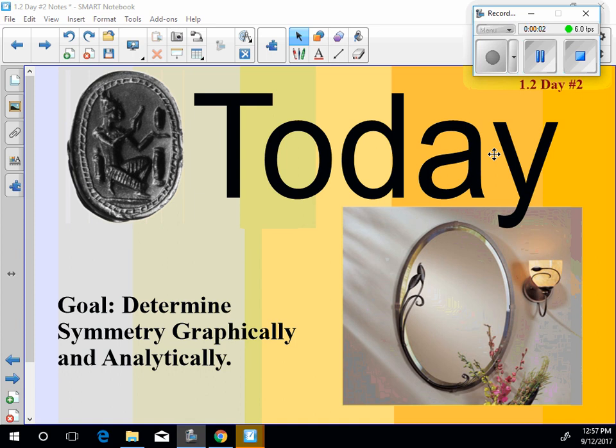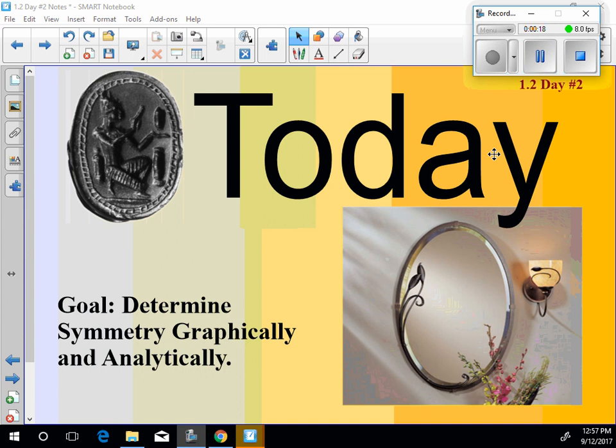Good afternoon. It is section 1.2, day number 2: symmetry, graphically and analytically. Let's go. I don't know what these things are supposed to be or why they're here.